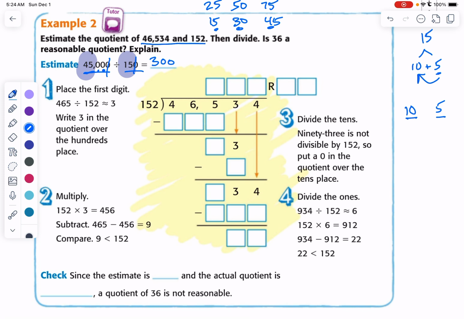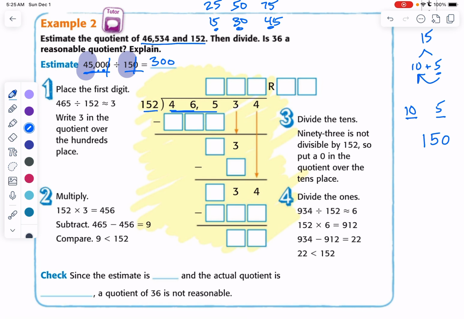Okay, so 152, does that divisor scare you a little bit? It's okay, because we have our other strategy of rounding the divisor and then skip counting. So I think I would prefer to round to 150 this time. My brain likes skip counting by 150 much better than skip counting by 152. 152 won't go into 4. It won't go into 46. So we're thinking about how many groups of 152 we can make out of 465.